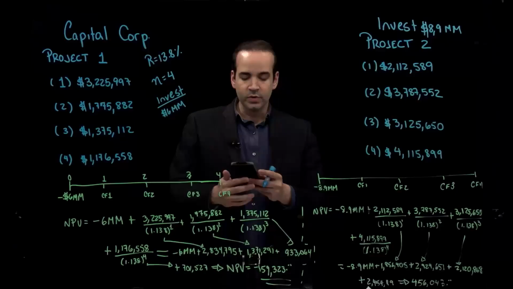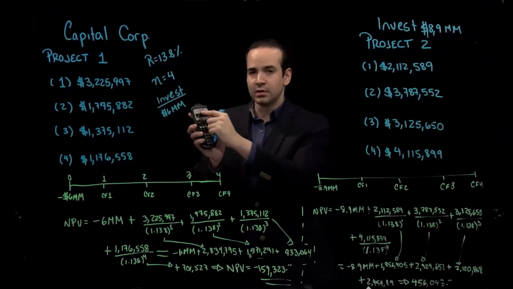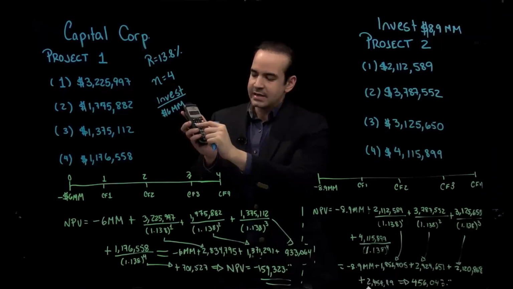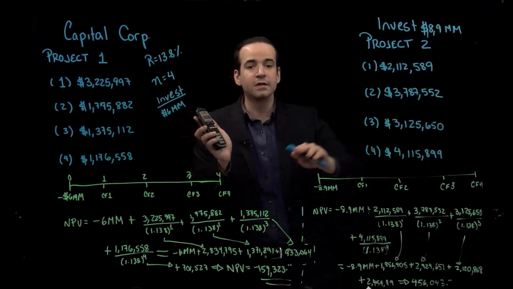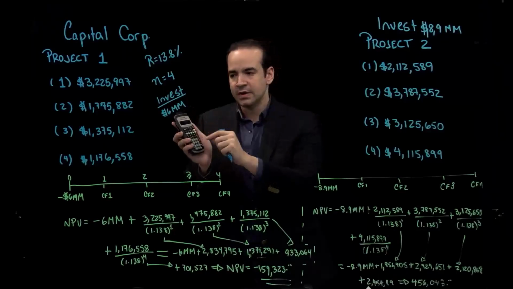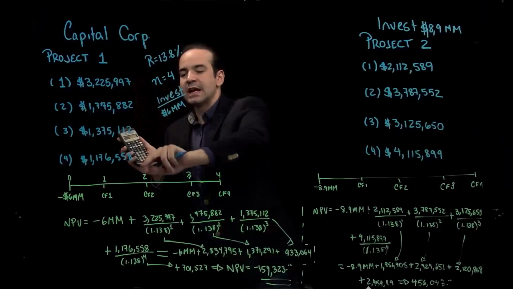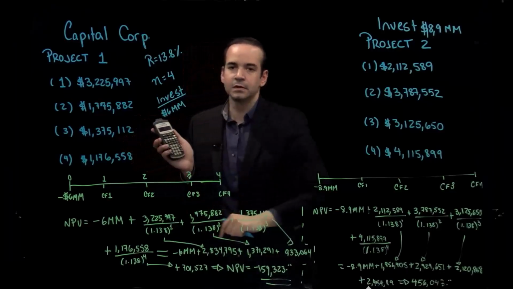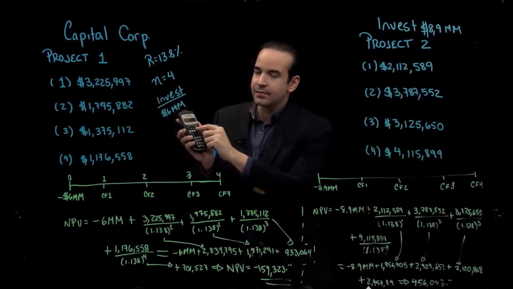So the first thing is we cannot use these white keys, and I'm using the BA2 Plus calculator, because these white keys we can use more if we had some kind of annuity here, or in other words, the payments were constant. But in this case, every cash flow is different, these are uneven cash flows. So in this case, we just need to use this CF app.